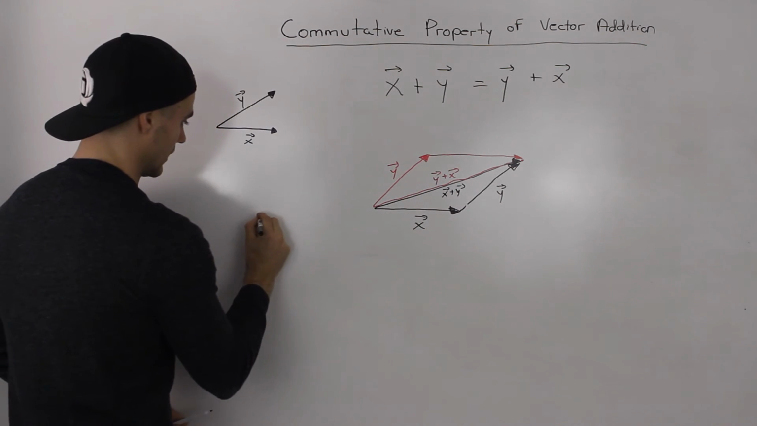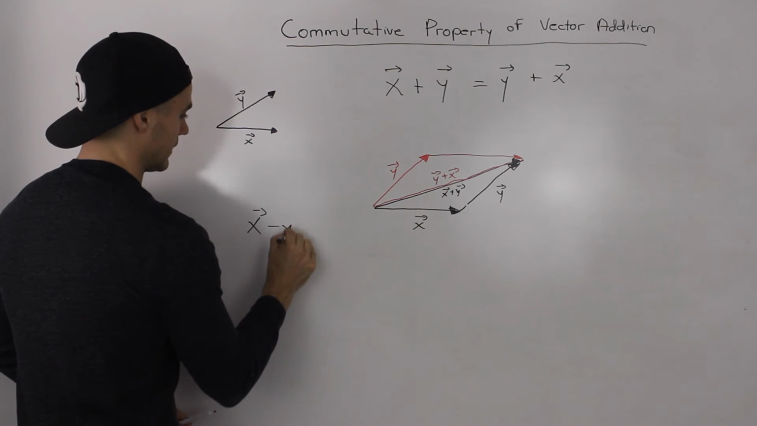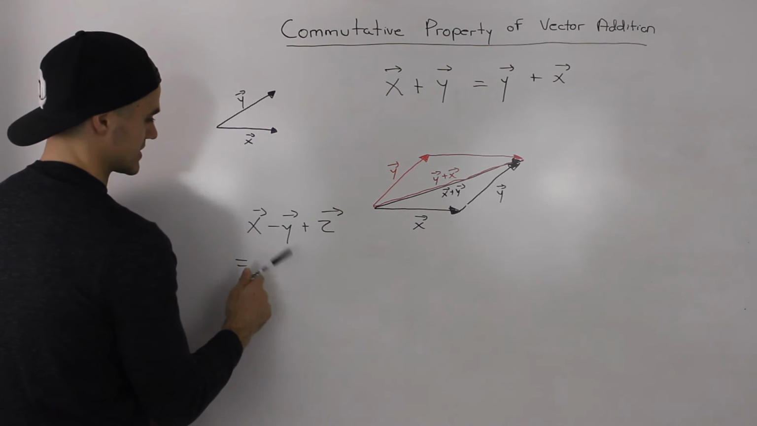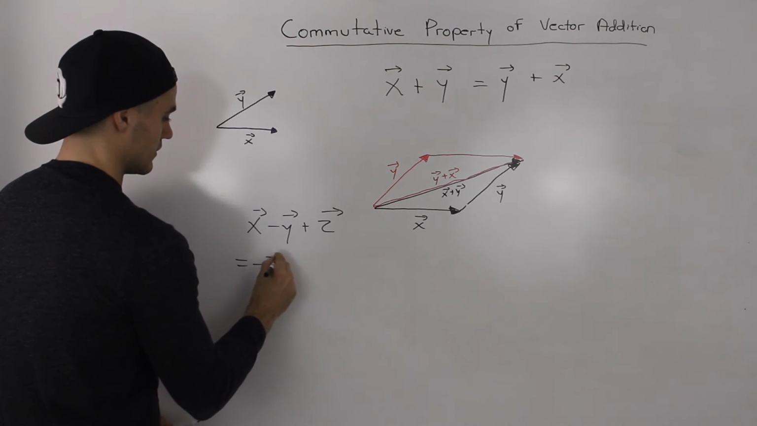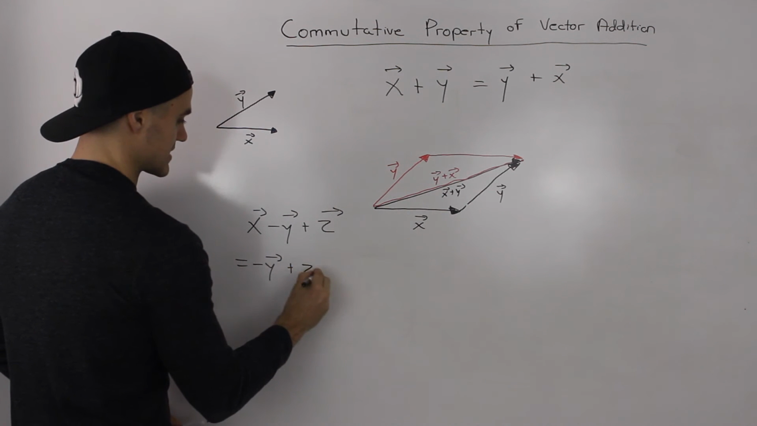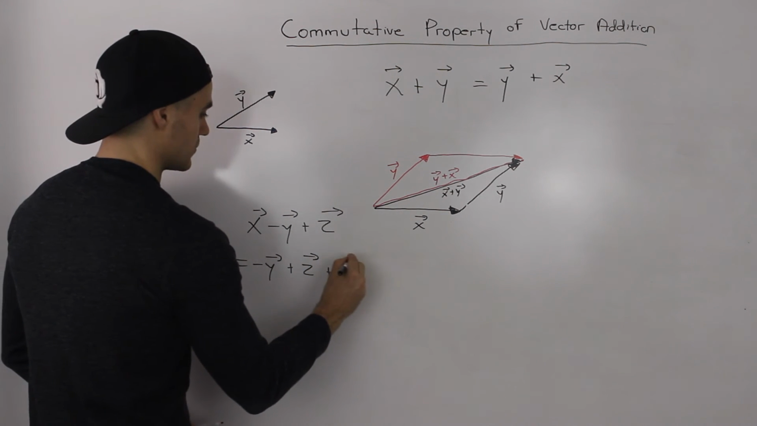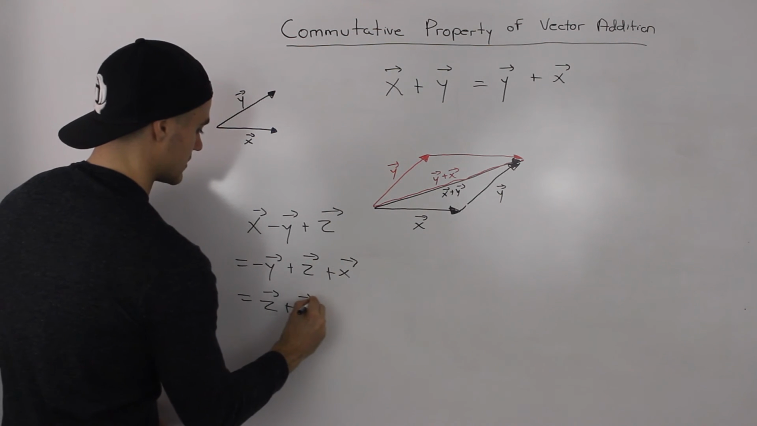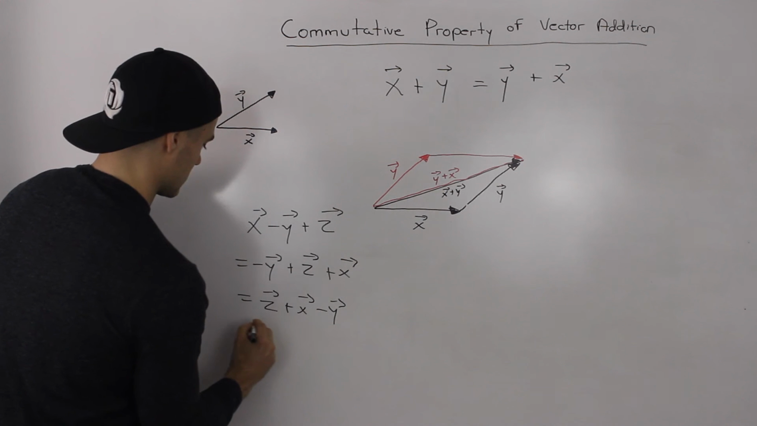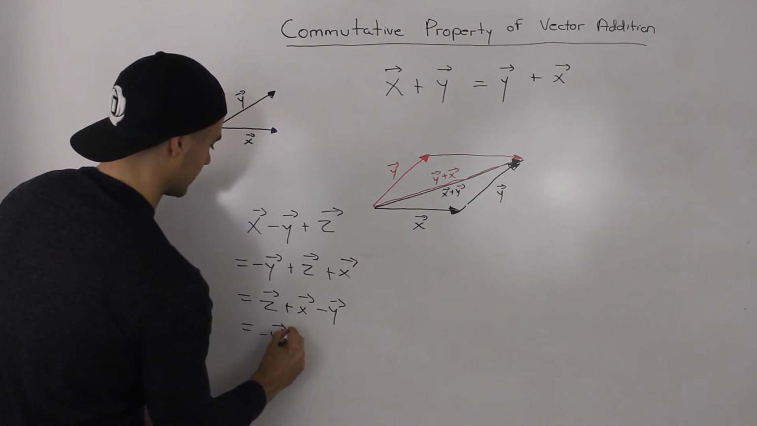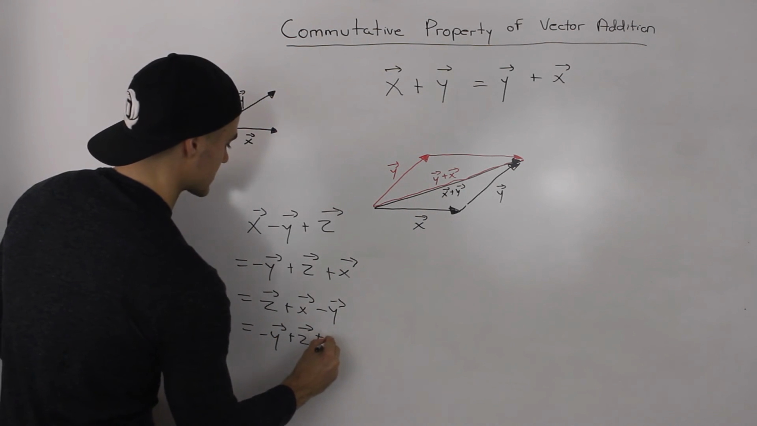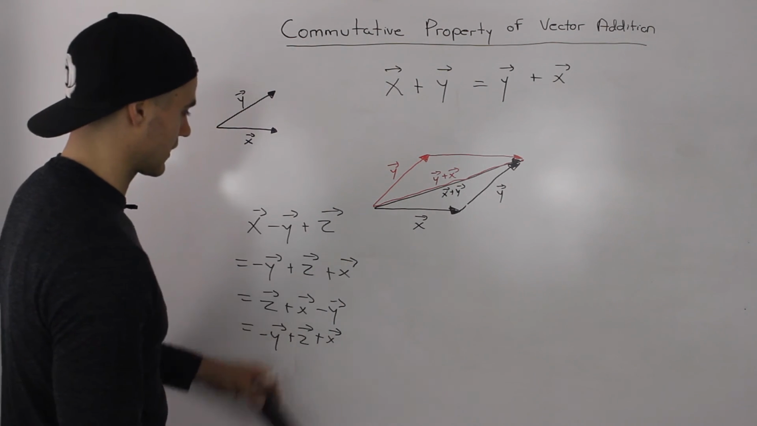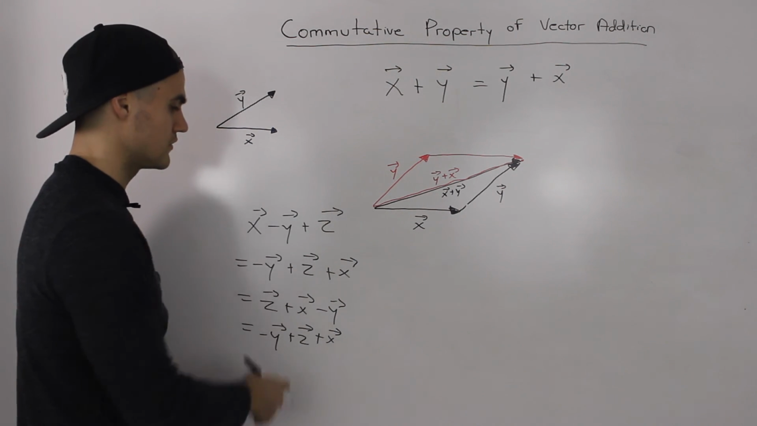So for example, let's say I had vector x minus vector y plus vector z. Well, that would be the same as if we brought this negative y in front, maybe brought the z as the second vector, the third vector would be x. We could also bring the z in front, plus x, minus y, plus z plus x. Anyway, you get my point. It doesn't matter the order, the resultant vector would be the same in all of these cases.